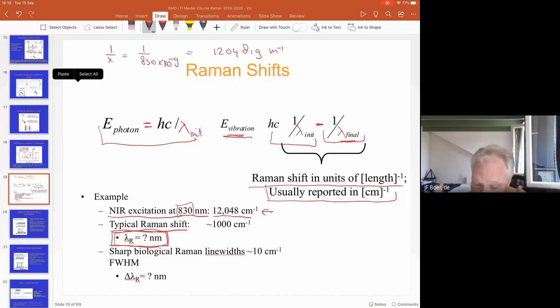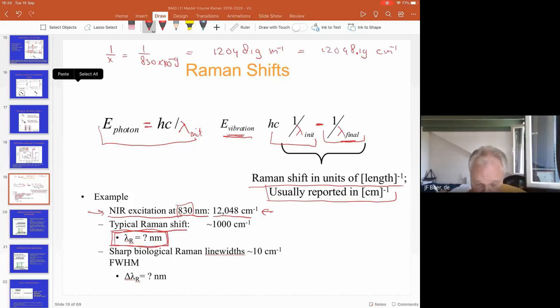So there's a difference of a factor of 100. And so this is equal to 12,048.19 centimeter to the power minus 1. So that is how we can convert our incident wavelength to inverse centimeters.